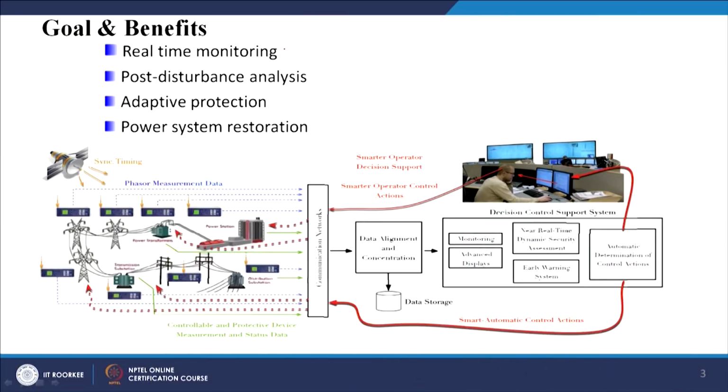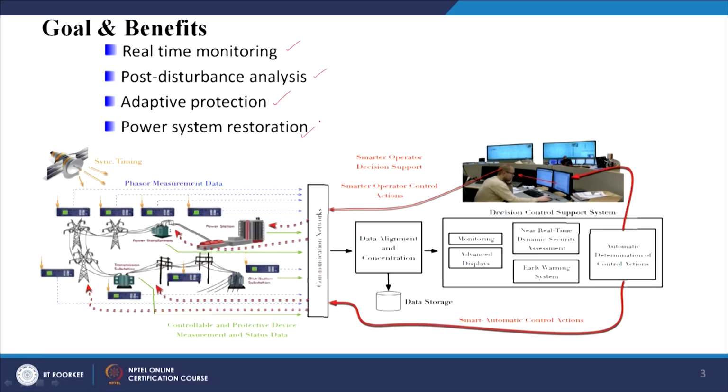Now, what are the goals and the benefits we are going to get from this WAMS technology? The first is real time monitoring, the second is post disturbance analysis, the third is adaptive protection, and next is power system restoration. We will discuss these points one by one, what our goal is and what the corresponding benefits are.